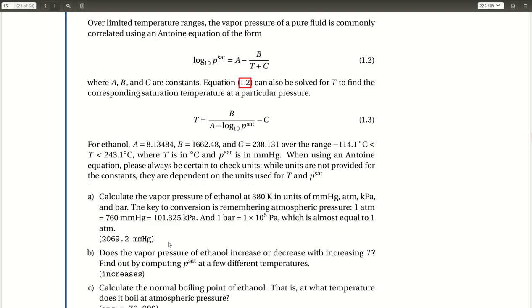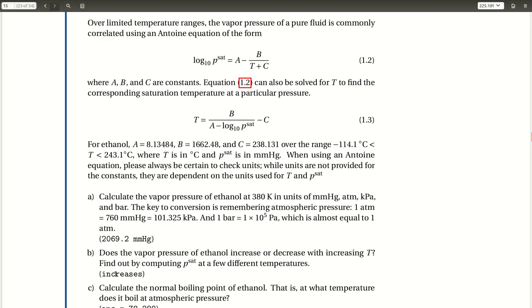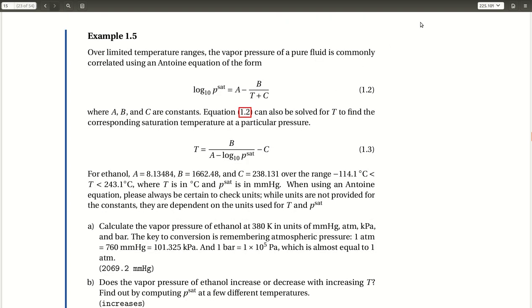I'll go over to MATLAB and let's solve part A. Let's evaluate the Antoine equation, perform unit conversions, and look at least at one other unit of pressure. Then we can play with temperature and see what the effect is. If we can do those two, then part C would be straightforward, and in the interest of time, I won't repeat it.